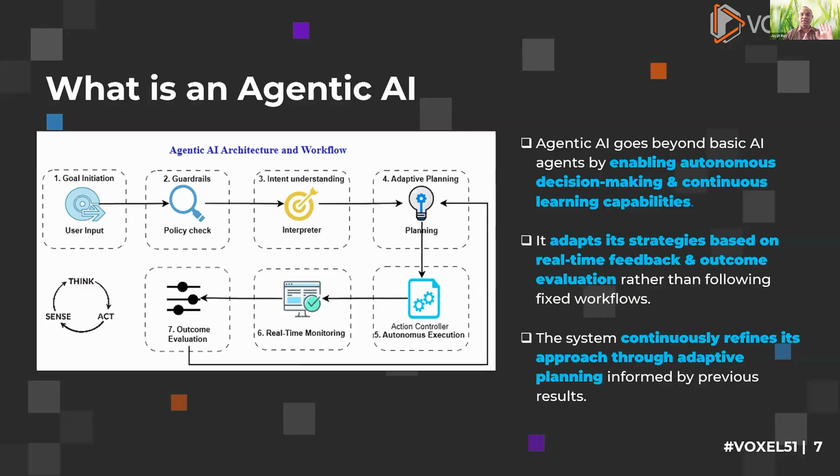So if you see the screen, the 7th component, outcome evaluation, goes back to adaptive planning, and I'll explain all these 7 components. And believe me, this is the simplest workflow that someone can define for agentic. It is more complex than this, definitely. I'm trying to make it simple, right? So let's start with that.